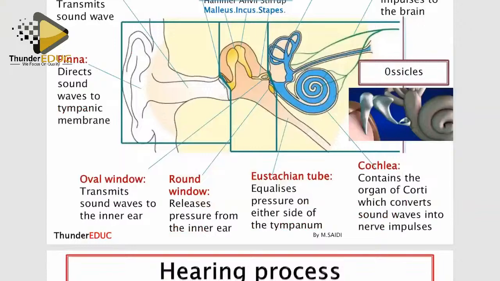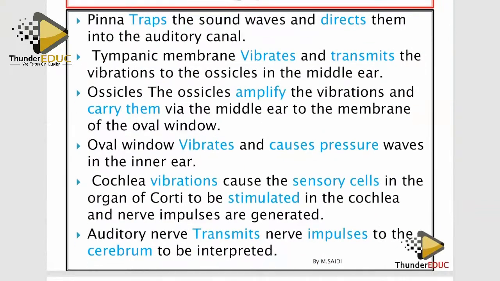So when you come back here to the hearing process, the pinna traps and directs the sound wave into the auditory canal. The tympanic membrane vibrates and transmits the vibration to the ossicles. That's the same thing I've talked about, into the middle ear. The ossicles amplify the vibration and carry it via the middle ear to the membrane of the oval window.